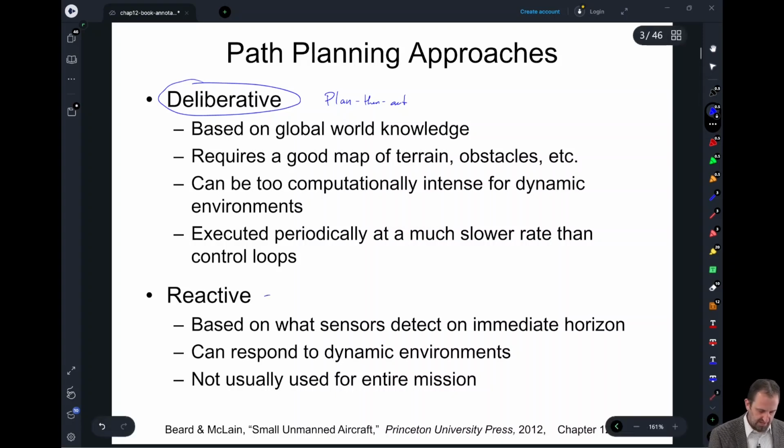Reactive planning is more of this idea of sense then act. And this is on the other end of the spectrum. It's based on what the sensors detect and an immediate horizon, right? It can respond to dynamic environments, things that pop up, but it's usually not used for the entire mission. So these are two ends of a spectrum of planning. And in reality, modern planners use both reactive and deliberative components. Reactive because they can react really quickly to changes in the environment, and deliberative because we really want to make sure we're getting to or doing what we want to do.